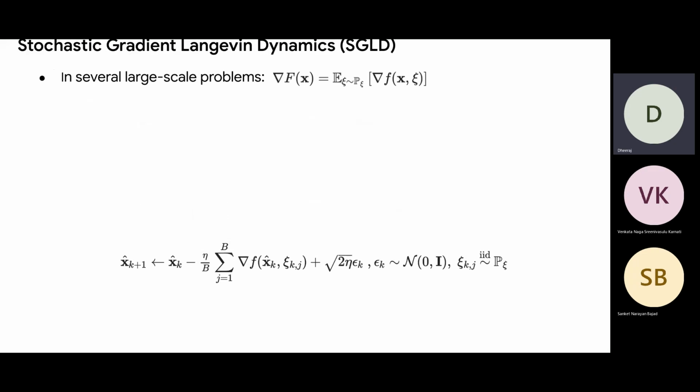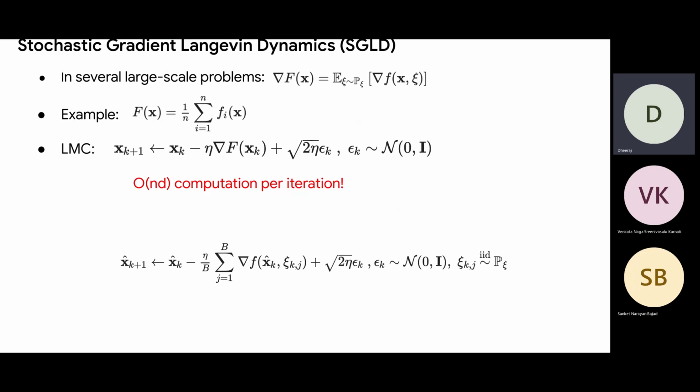Okay, so sorry about the animation. So in several large-scale problems, we have grad f to be an expectation of other components. The problem with running LMC is that, okay, at each step you are spending O of ND computation per iteration, which is not something you want to do in modern data science. N might be hundreds of thousands, d might be hundreds, and each iteration is very, very expensive. You don't want to do this.